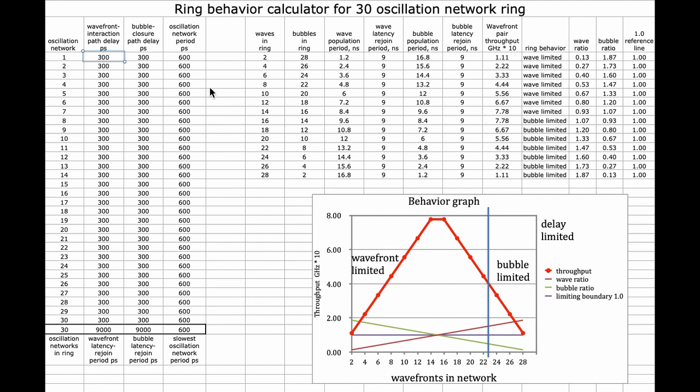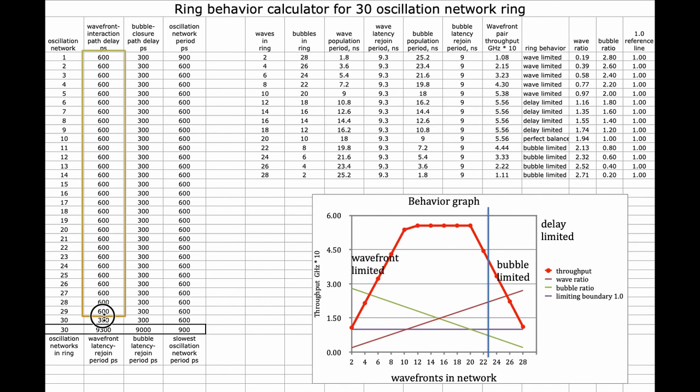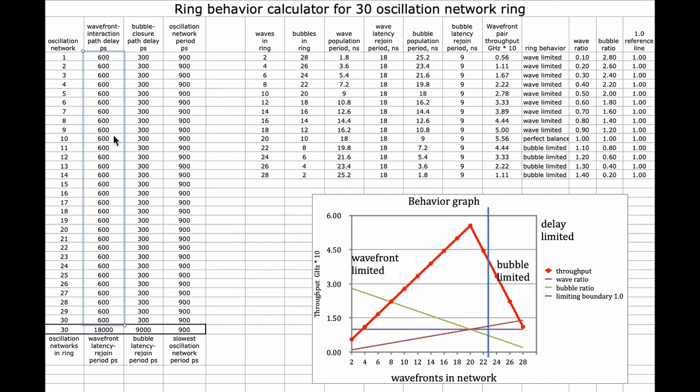Okay, let's look at the effects of delays on the performance of the ring. First of all, we'll change all of the wavefront interaction path delays. We'll make it 600 in all the oscillation networks. And you can see the bubble closure path delay is 300. And the graph still has a peak, but now it is asymmetric.